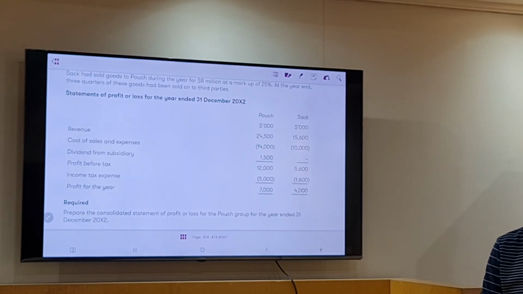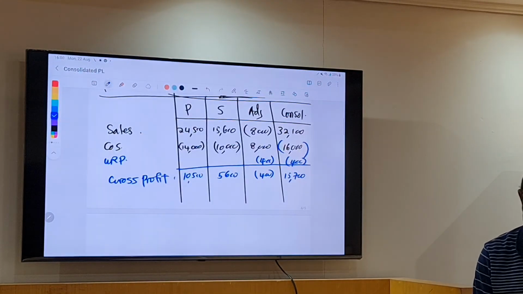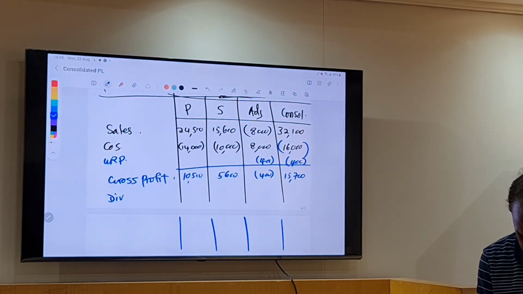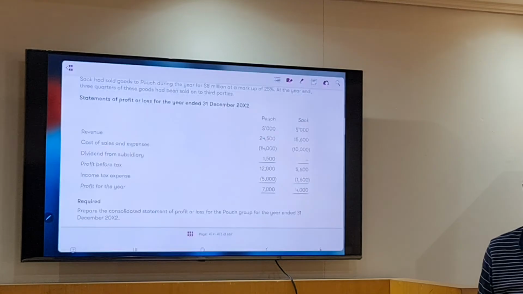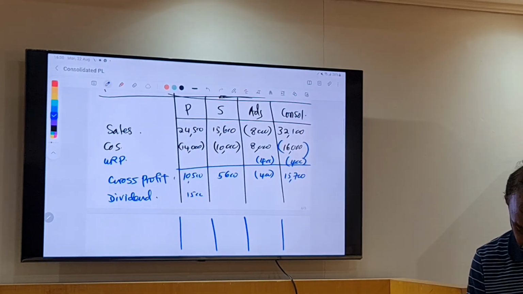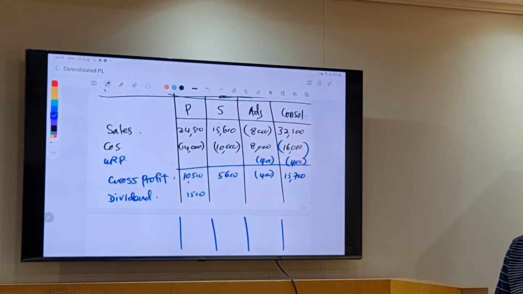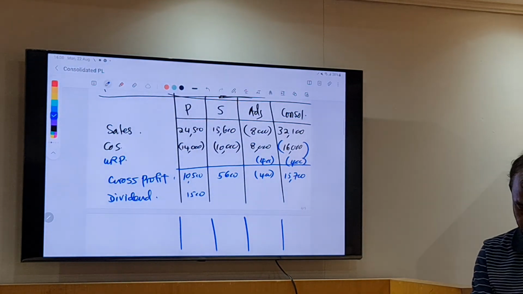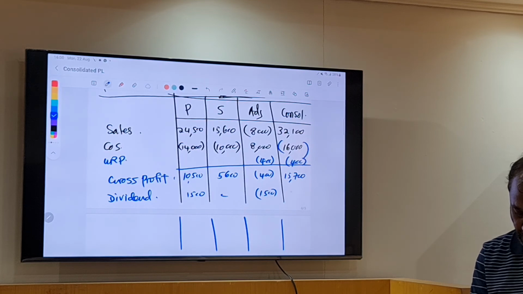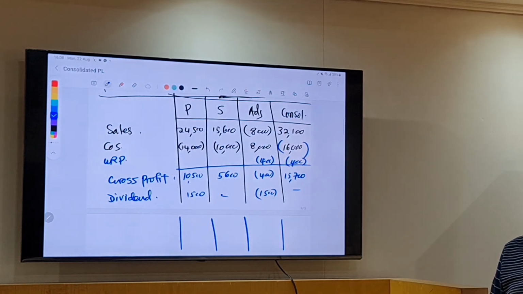Dividend from subsidiary. How much dividend? 1,500. Nothing, we need to subtract the 1,500. So nothing. Next.